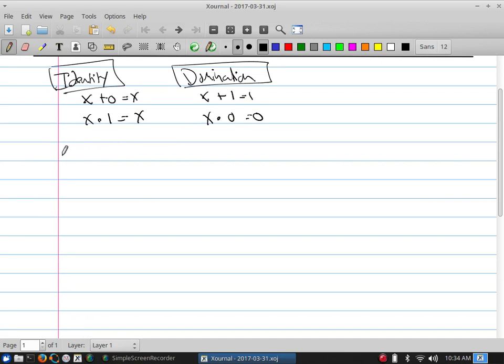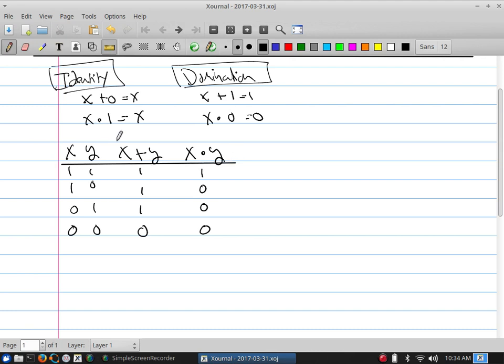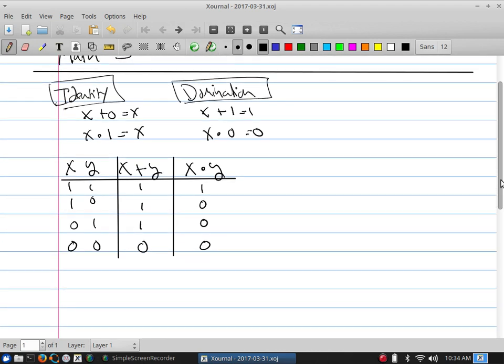So if I would have, say, x and y, let's go 1, 1, 0, 0. Actually, the book starts off with 1s: 1, 0, 1, 0. If I do x plus y, x dot y: 1, 1, 1, 0, 1, 0, 0, 0. One of the things that we could talk about is who's unique there in that table.